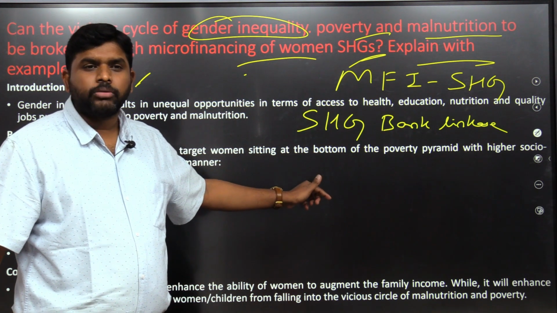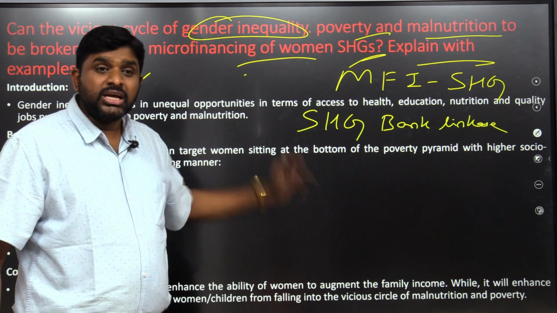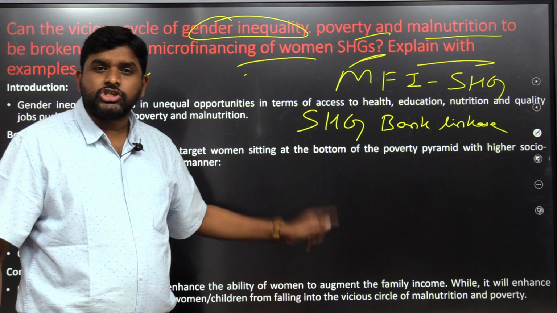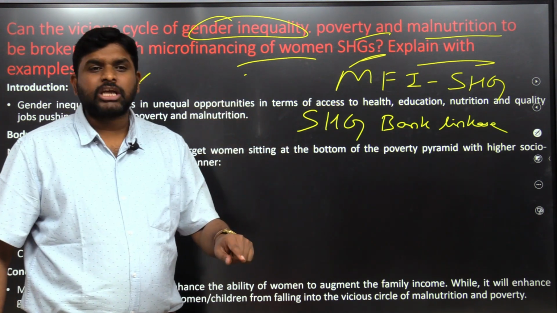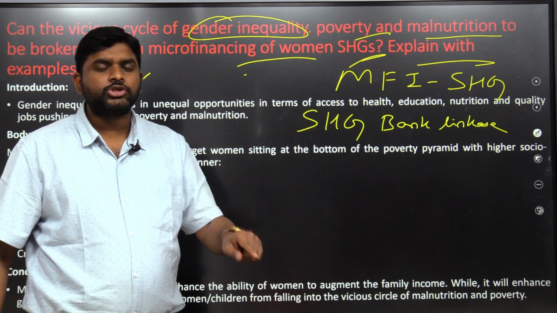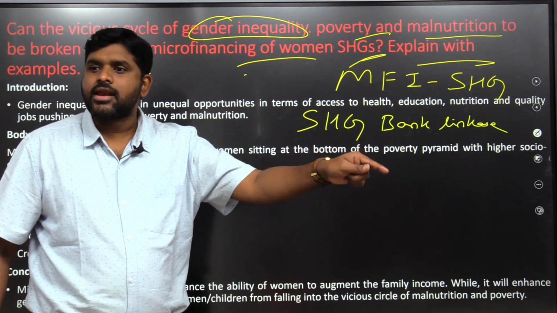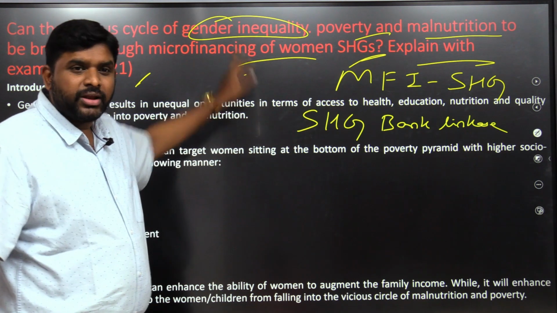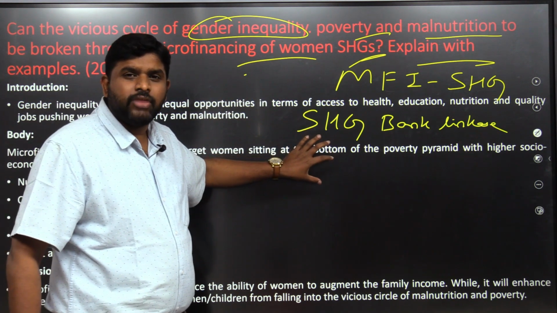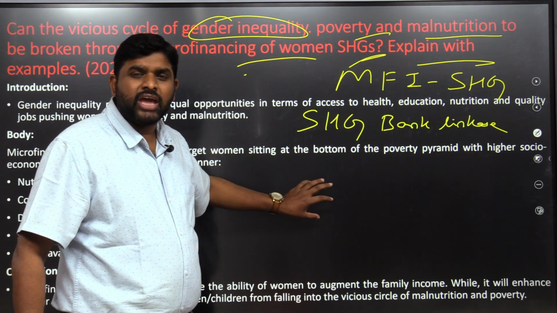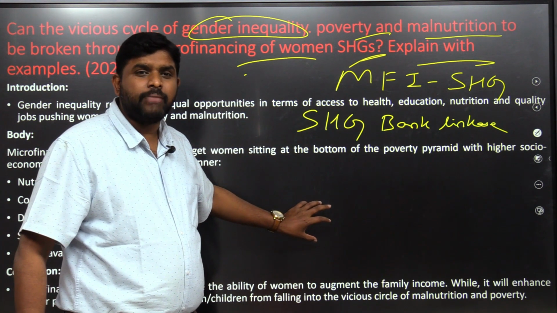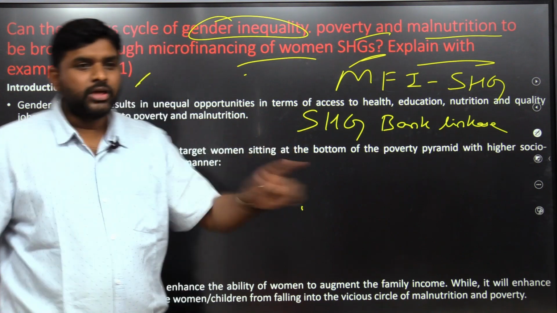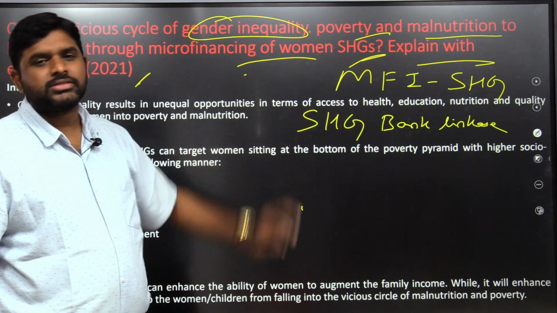Then in the second paragraph we mention what microfinance institutions are. Third, how microfinance institutions are helping self-help groups. Fourth, what characteristics are present in self-help groups and microfinance institutions which focus on women, because the question is about women. Generally, I will mention what SHG is, what MFI is, third the relationship between SHG and MFI, and fourth, women-centric. Why? Because the question is about women.